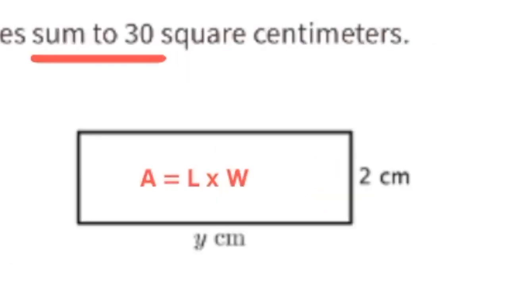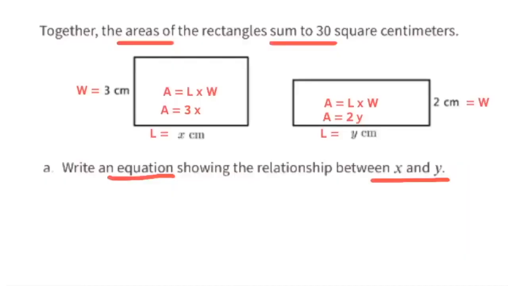And for the rectangle on the right, again we have area equals length times width, and in this case the length is y and the width is 2. So the area equals 2y, or 2 times y. To write an equation showing the relationship between x and y, we can take the 3x from the left rectangle and the 2y from the right rectangle and write the equation as follows: 3x plus 2y equals 30. We know it equals 30 because the information at the top of this problem says the sum of the areas of the two rectangles is 30 square centimeters.